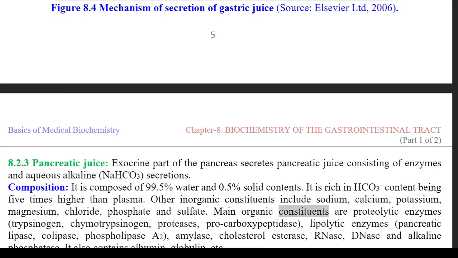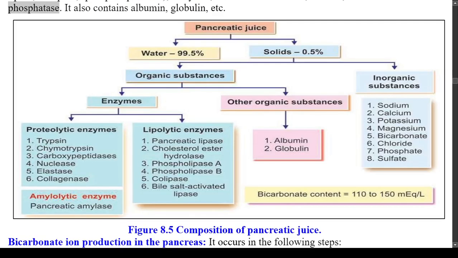Main organic constituents are proteolytic enzymes: trypsinogen, chymotrypsinogen, proteases, procarboxypeptidase; lipolytic enzymes: pancreatic lipase, colipase, phospholipase A2, amylase, cholesterol esterase, RNase, DNase and alkaline phosphatase. It also contains albumin, globulin, etc. Figure 8.5: Composition of pancreatic juice.